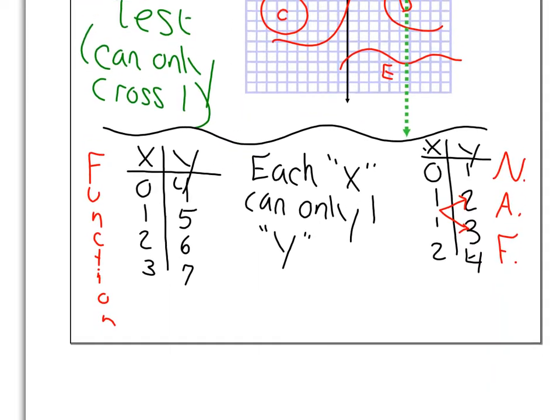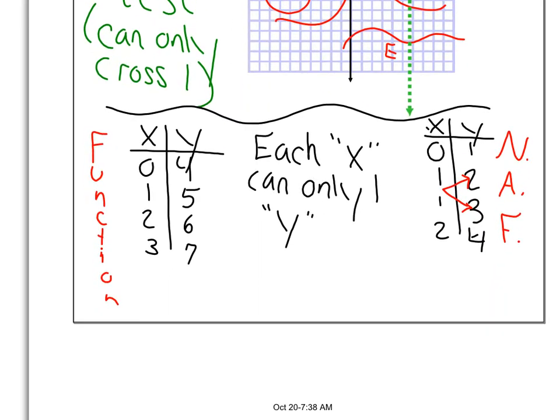Also, you'll want to be able to look at a table of data points and know which is a function and which is not a function. Remember, functions are ones where each x only goes to one y. It's not a function if you have an x going to two different y's. So this would make this not a function.